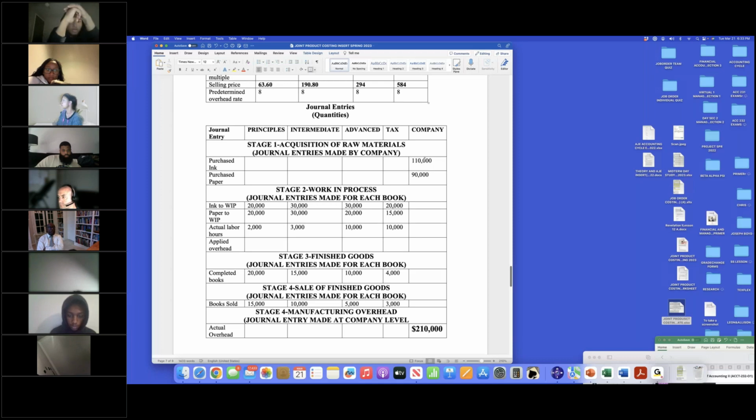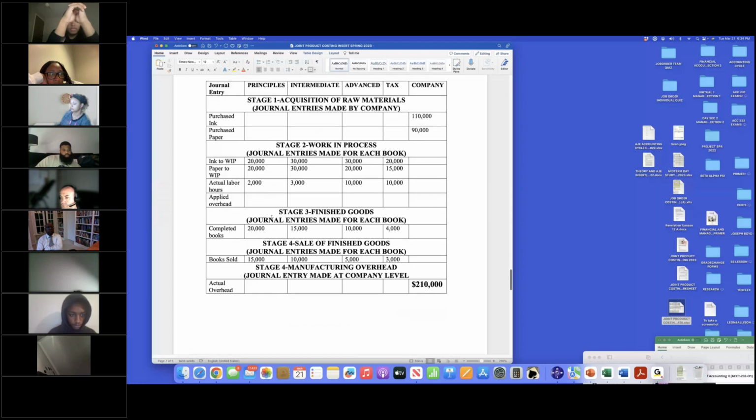In stage two, each team makes a journal entry to bring in those stage two journal entries: ink, paper, labor, and apply the overhead. So principles is making these journal entries: intermediate, advanced, and tax. Then stage three, same thing: principles, intermediate, advanced, and tax make journal entries. And in stage four, on the sale of the books: principles book, intermediate, advanced, and tax book.